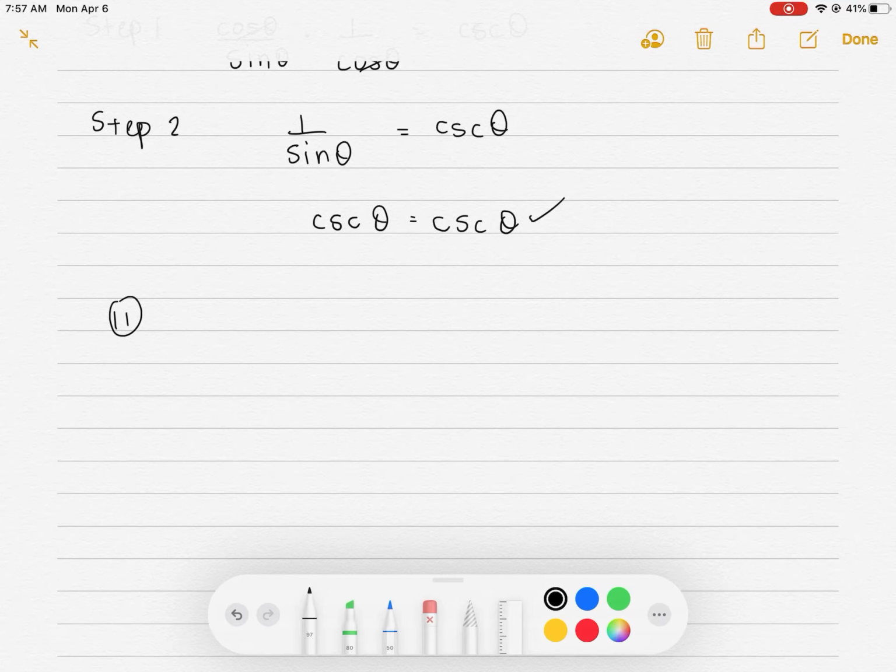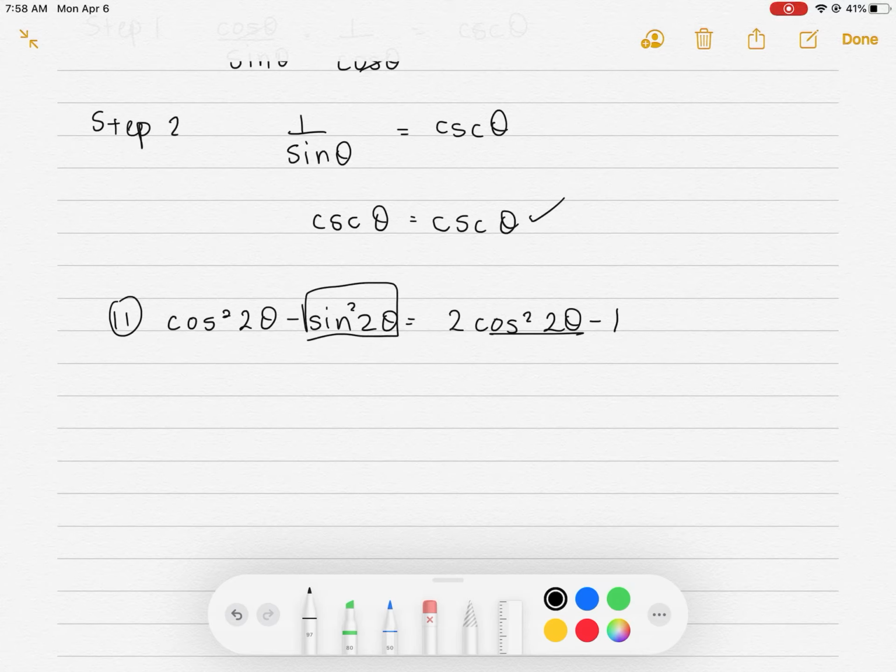All right, let's look at cosine squared of 2 theta minus sine squared of 2 theta is equal to 2 cosine squared of 2 theta minus 1. All right, when I look at this, everything is in terms of cosine squared, so I'm going to rewrite sine squared in terms of cosine squared.